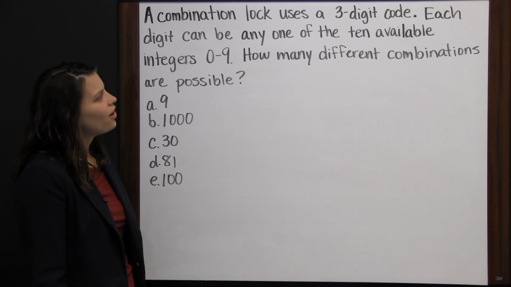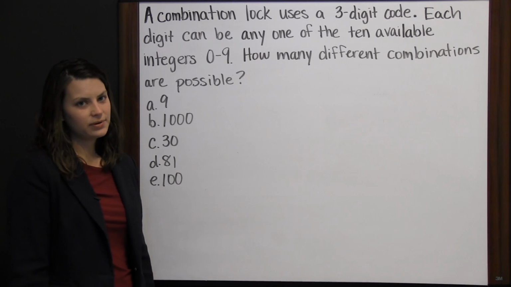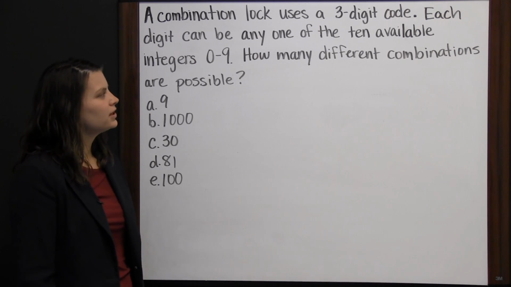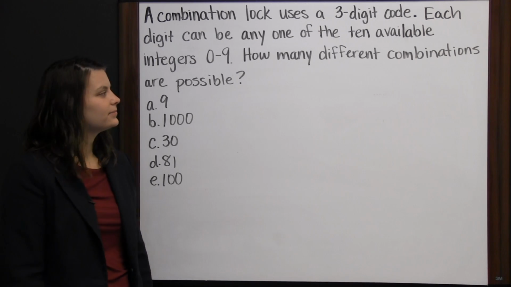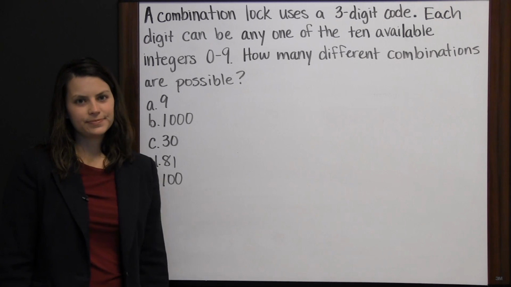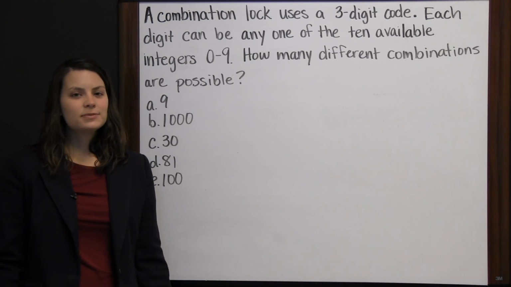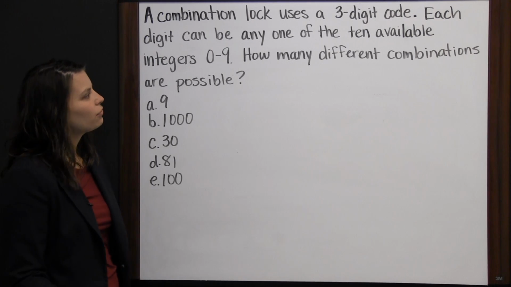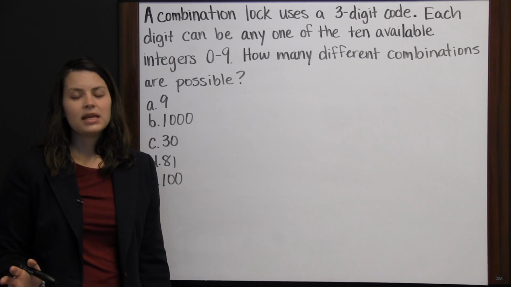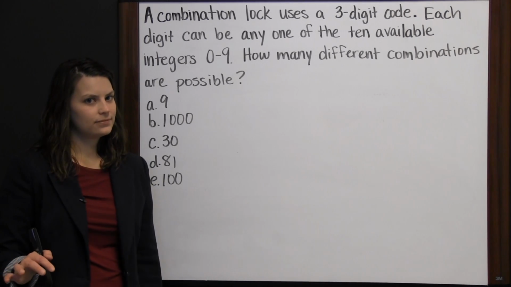A combination lock uses a 3-digit code. Each digit can be any of the 10 available integers 0 through 9. How many different combinations are possible? In this probability problem, there are 3 independent events. Independent meaning they don't affect each other.